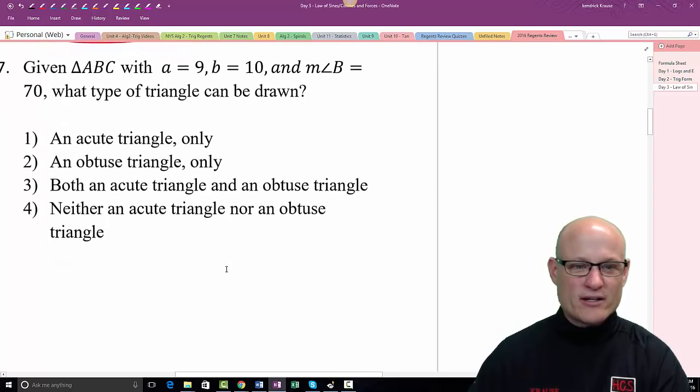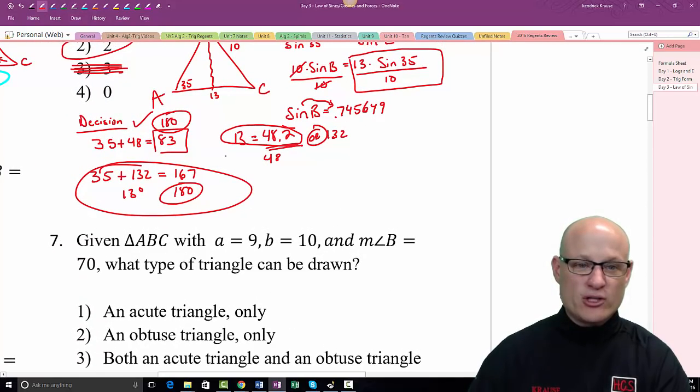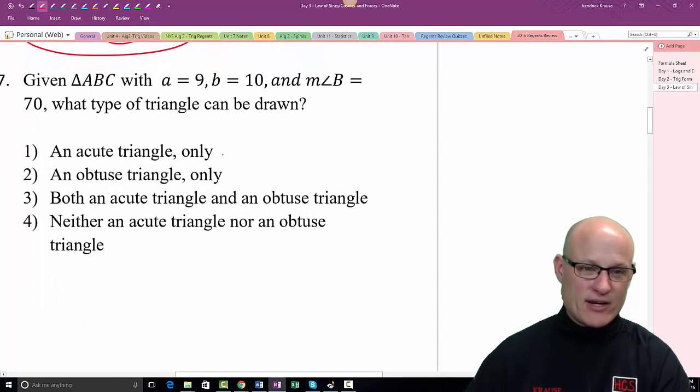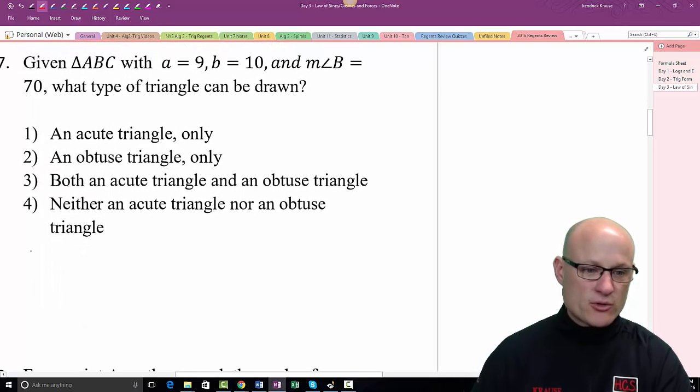So it's the same question. I want to know whether or not I can make 1 triangle or 2. If I can make 1 triangle, it's usually going to be an acute triangle. If I can make 2 triangles, the second one's usually the obtuse triangle. So it's really the same question. I just got to decide if I can make 1 triangle or 2. So we're going to do the same work.